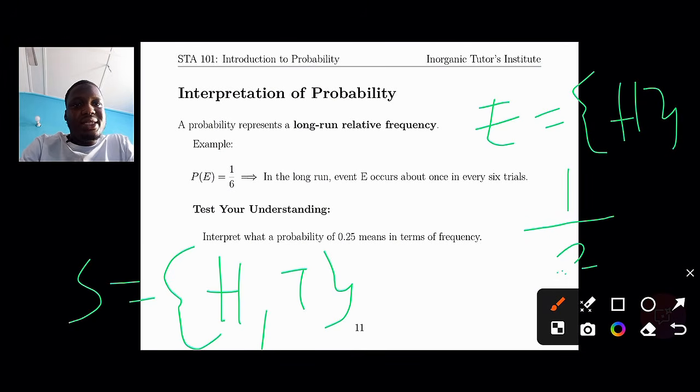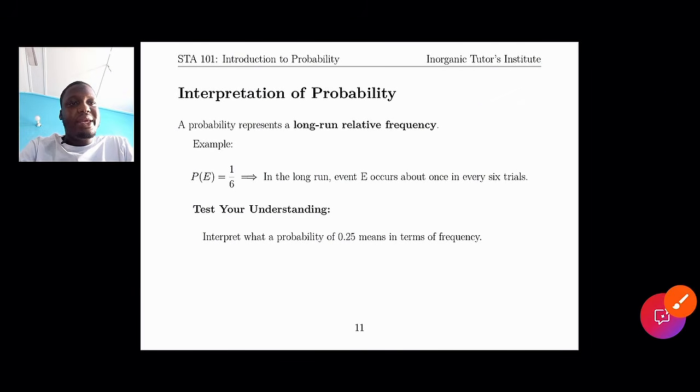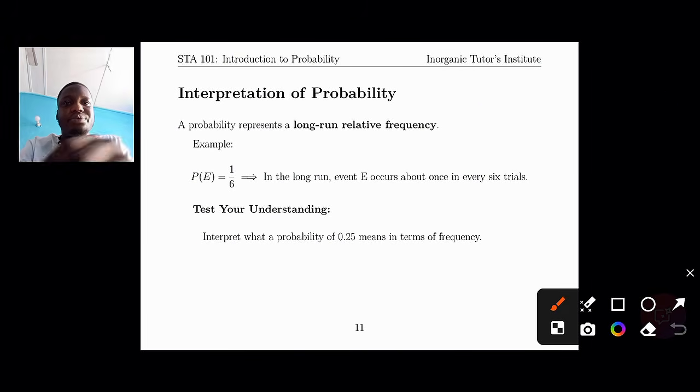Okay. So interpret what a probability of 0.25 means in terms of frequency. Okay, so you can say, let's assume we are picking a ball. So there are balls in a confinement, a very large number of them, and we are picking them at random. They are either of color red or black.